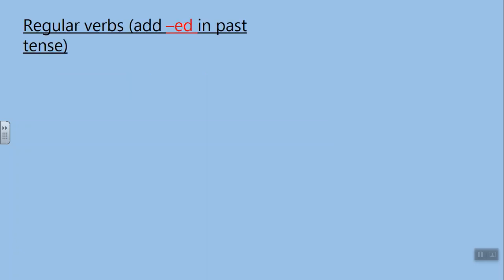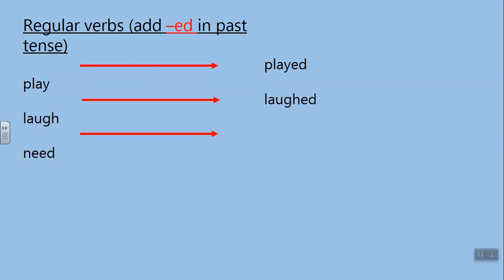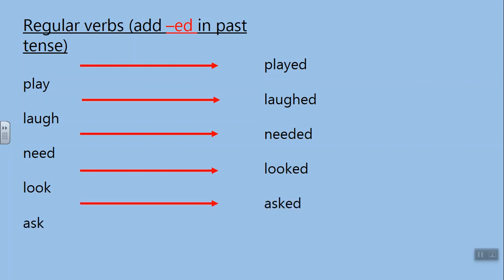So for regular verbs, to change them from present tense to past tense, you just add ed. So for example, play to played, laugh to laughed, need to needed, look to looked, ask to asked, and call to called. Can you see how for each of these we've not changed the root word at all? The root word is the word you've started with. We've just literally added ed on the end.